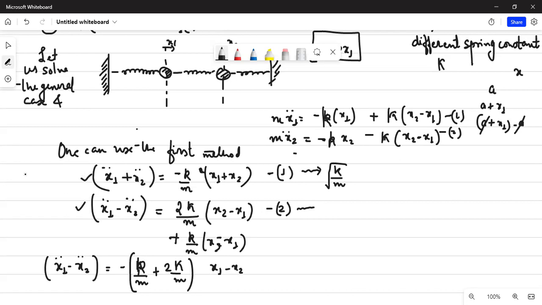So one of the normal coordinates is x1 plus x2. This normal coordinate is executing oscillations with frequency root over k upon m. Again, I've made mistakes, and write k here in this fashion. And the other normal coordinate is simply x1 minus x2, which is again oscillating with a pure frequency given by root over k upon m plus 2 kappa upon m. Is that clear?